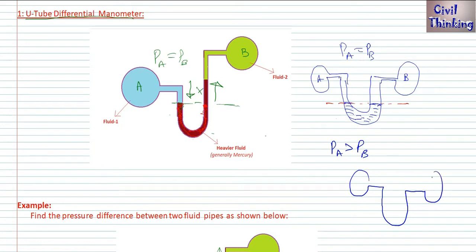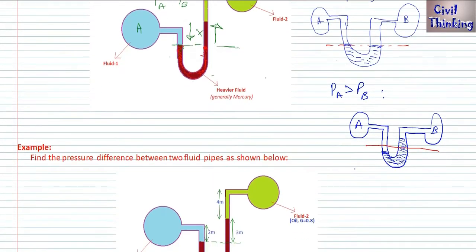Let me draw a diagram very fast, something like this. This is A and this is B. Now if PA is more than PB, means if we draw a horizontal line here, the level of mercury would have been like this, something like this, right?